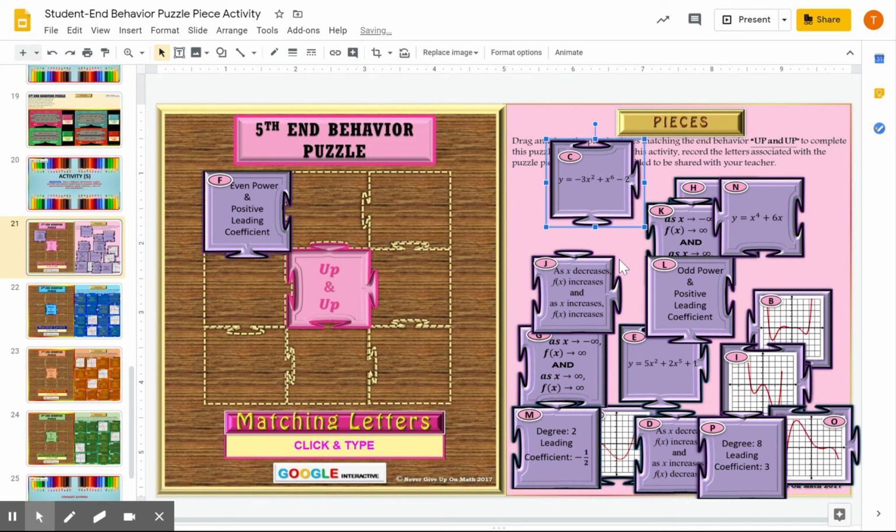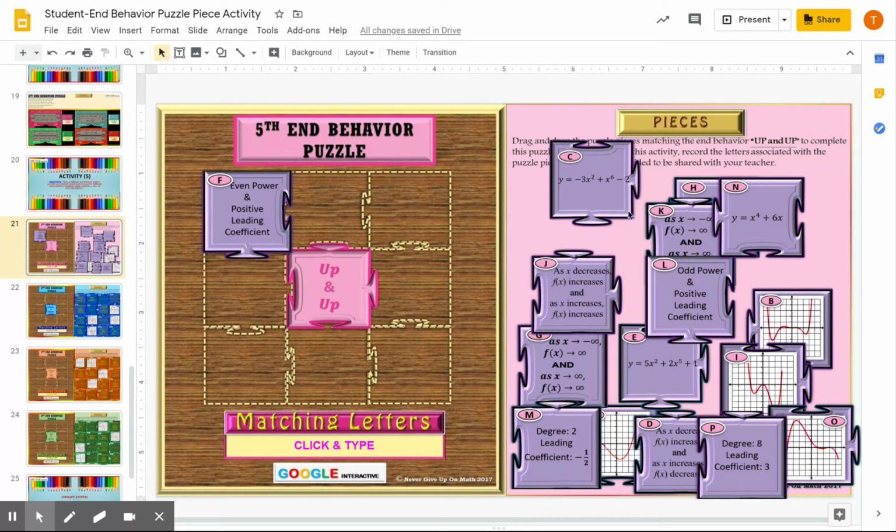So I'm just going to pick the next one. This is y equals negative 3x squared plus x to the 6th minus 2. So at first you might be like, well, it's definitely not up, up because it's negative. But is that our leading coefficient? No. This is x to the 6th. So x to the 6th, the 6th power, that's actually our degree. 6 is even, so we're good for the even portion.